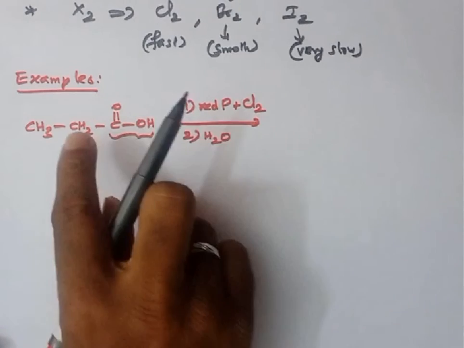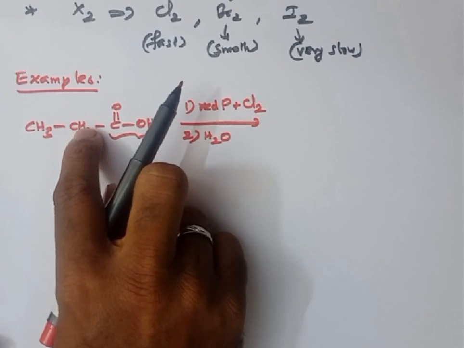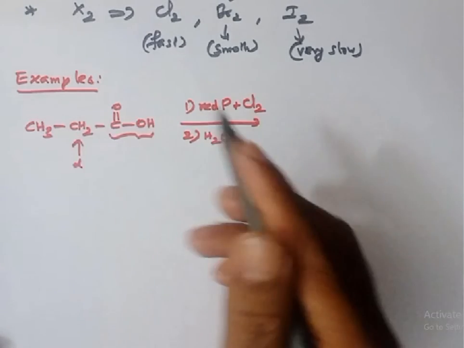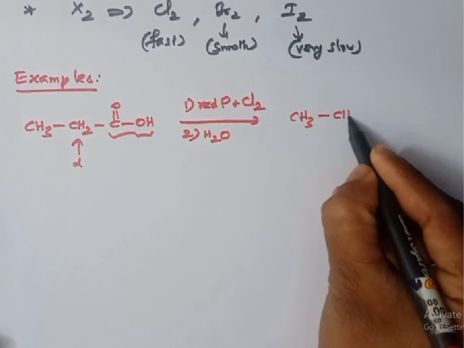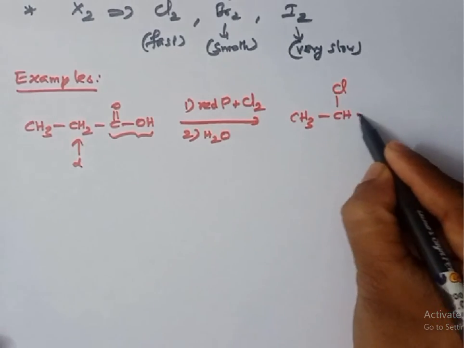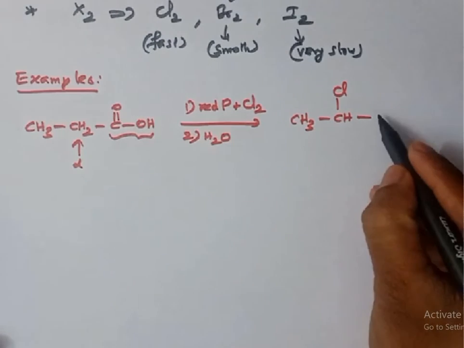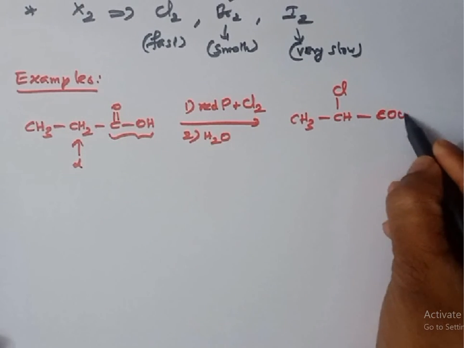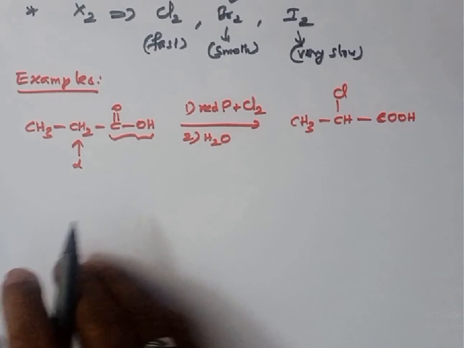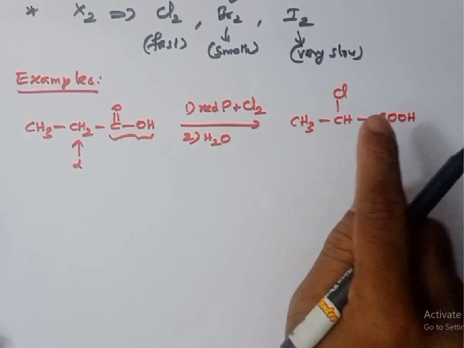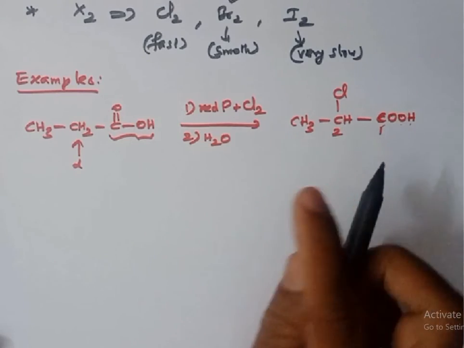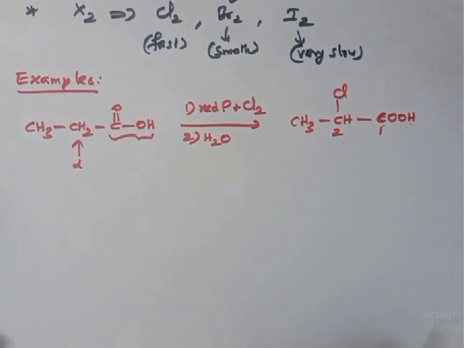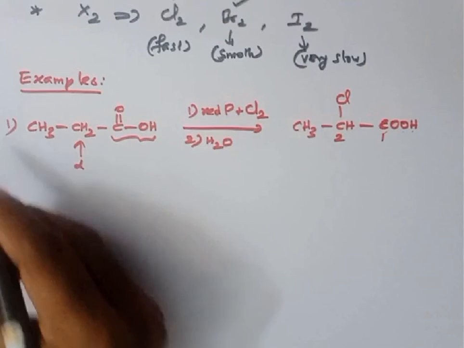Okay, so what will happen? Replace one hydrogen from the alpha carbon by chlorine, because you are adding chlorine. So what's the product? You will get CH3 CHCl, and further hydrolysis there, therefore you will get the acid back. Okay, you will get this product. What's the name of the product? This is carboxylic acid, carbon number 1, this is carbon number 2, so 2-chloropropanoic acid. Okay, take down.